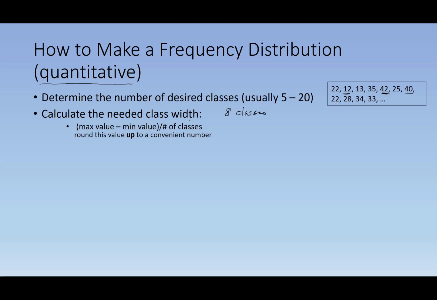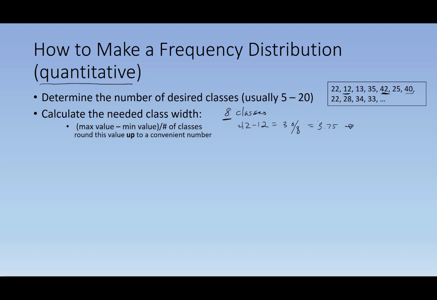So in order to find what my class width would be, I would take 42 minus 12, okay, and that's going to give me 30, and then I'm going to divide that by 8 because that's how many classes I want. Well, when I do 30 divided by 8, I get 3.75. So it says to round that value up to a convenient number. So I'm going to round this up to 4.